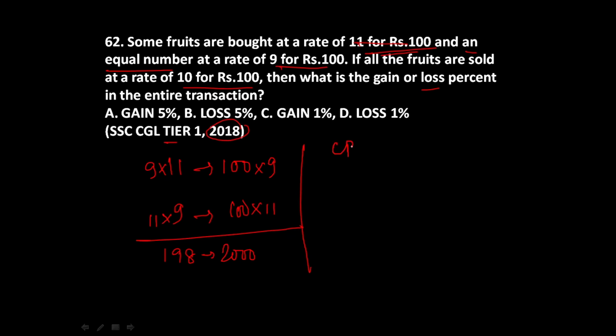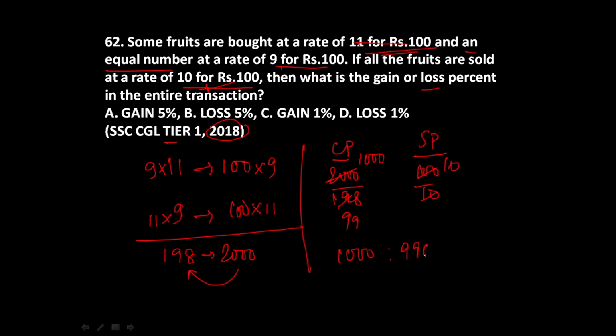So now we can get a ratio of CP and SP. How? This 2000, CP is 2000 upon 198, whereas SP is 100 upon 10, because 10 for 100 was sold. So what's the ratio now? It's 99, it's 1000, right? And it's 10, so the ratio is 1000 is to 990 or 100 is to 99. So is it a loss or gain? It's a loss. 99 is the smaller one, so it's a loss of 1%. Clear? This is how we have to solve it.